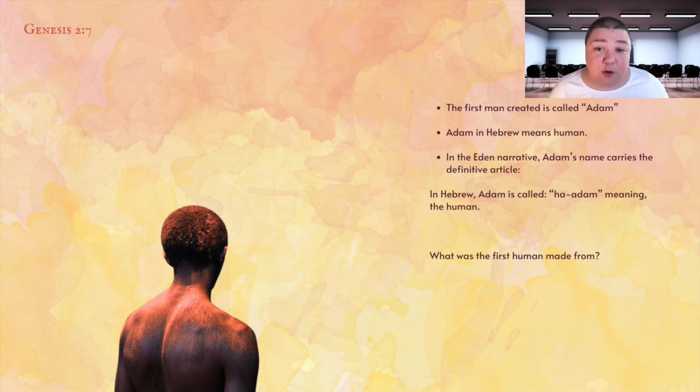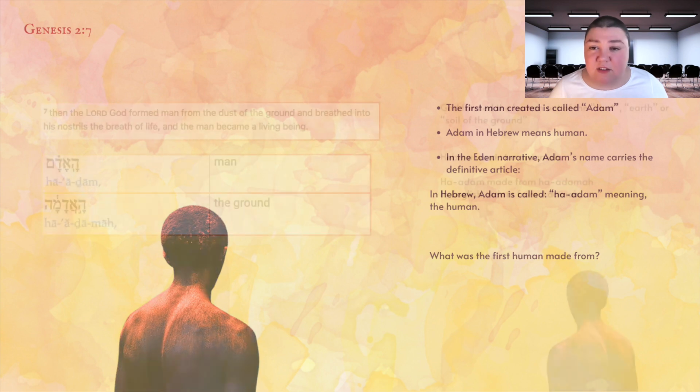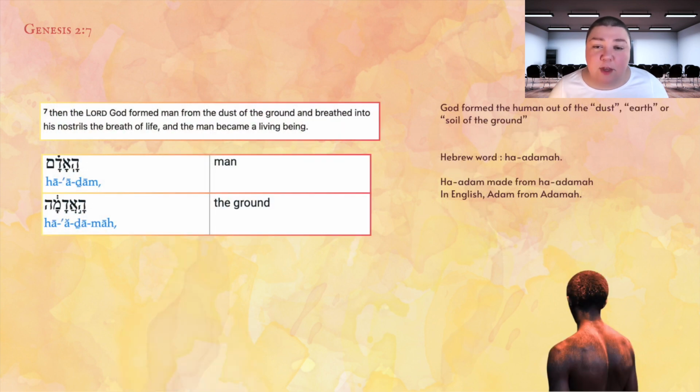Now, what was the first human made from? Genesis 2:7, God formed the human out of the dust, earth or soil of the ground. The Hebrew word for earth or dust of the ground is Ha-Adamah. So if we read Genesis in Hebrew, this is what it sounds like. Ha-Adam was formed from Ha-Adamah. In English, it would be Adam made from Adamah. The wordplay connects the human to the earth. And what might that be telling us?